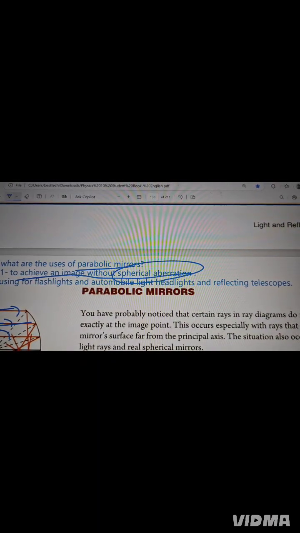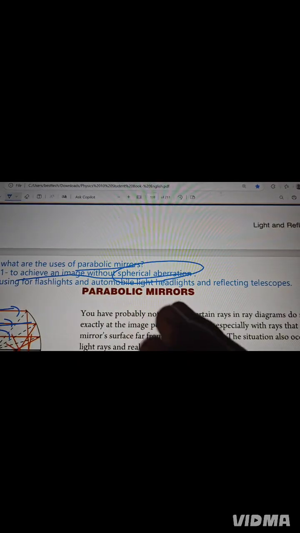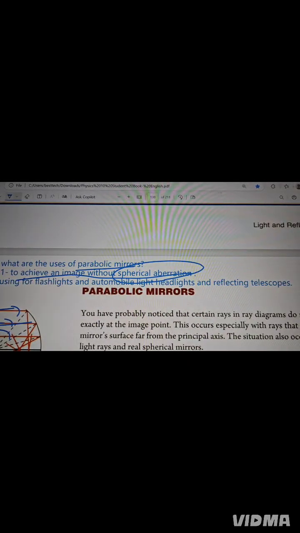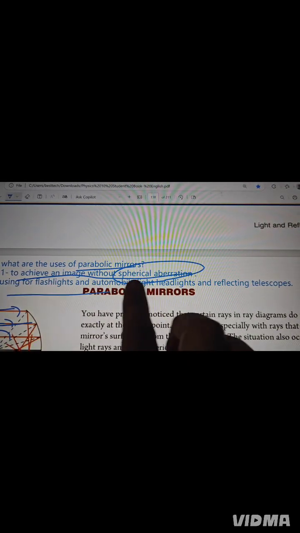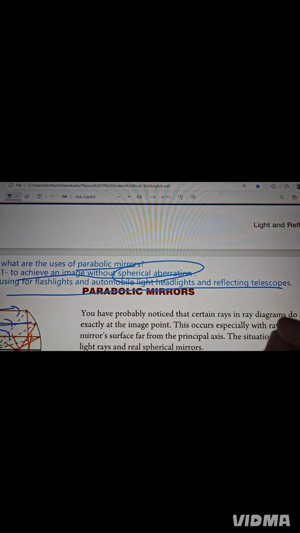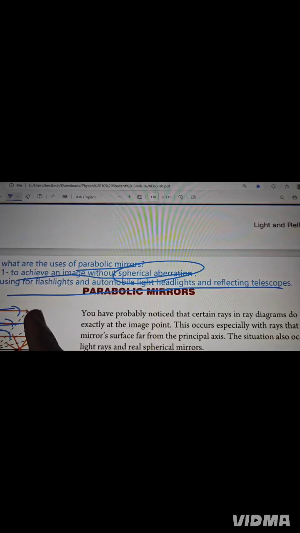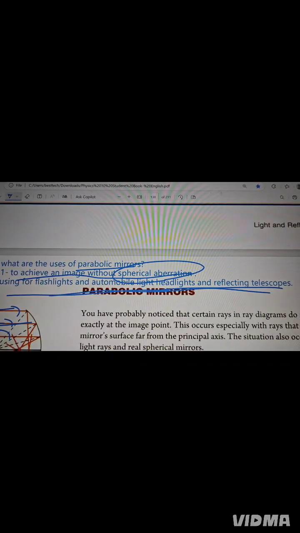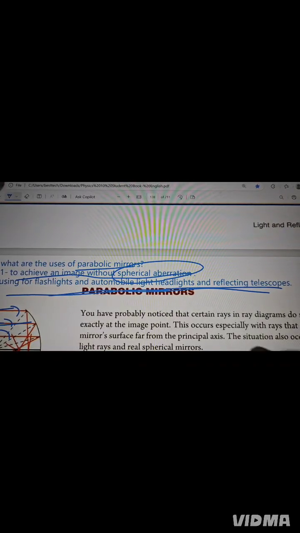The second use of a parabolic mirror is in flashlights, automobile lights, and headlights, and in reflecting telescopes. This is one of the applications. We use parabolic mirrors in flashlights, automobile lights, headlights, and reflecting telescopes.